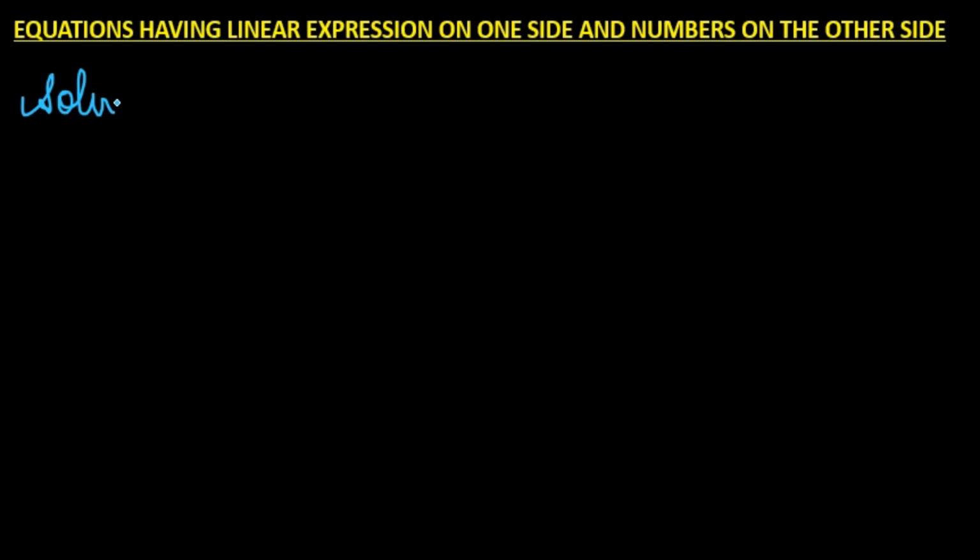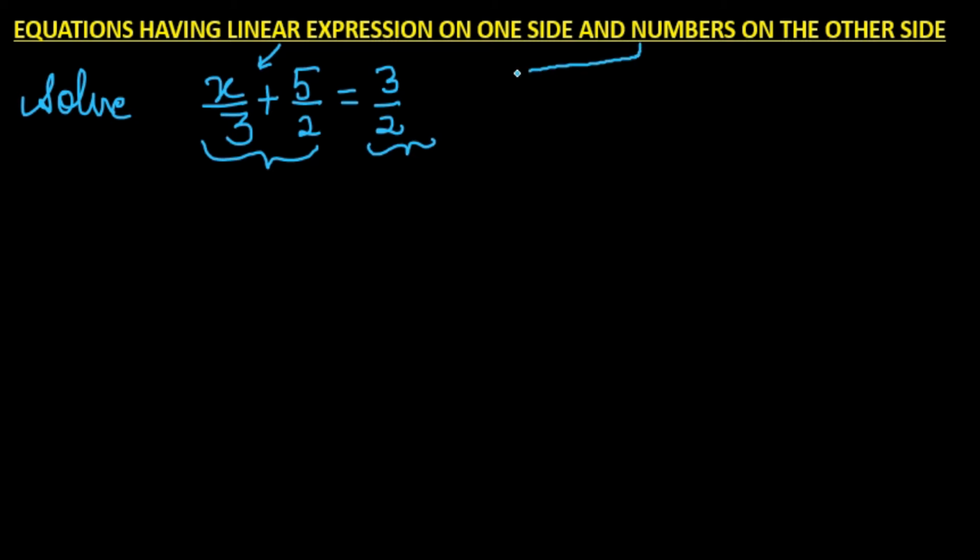Suppose we have a question: solve x over 3 plus 5 over 2 is equal to 3 over 2. We see that we have a linear expression on the left hand side and just a constant, or a number, on the right hand side. Now we have to get the solution of this equation. We have to find the value of x which will satisfy this equation. So let us start solving it.